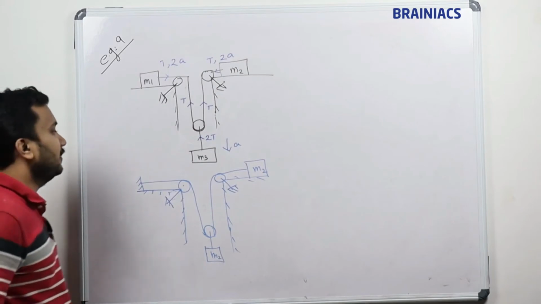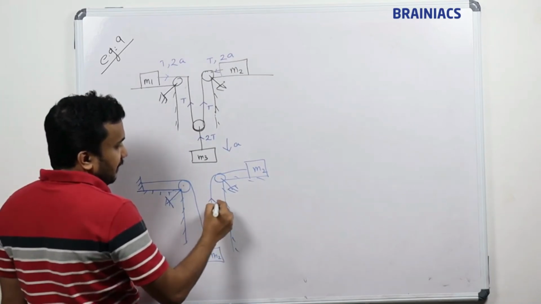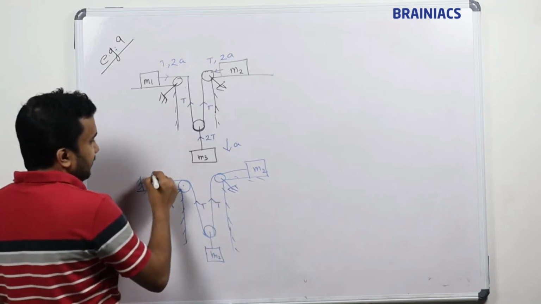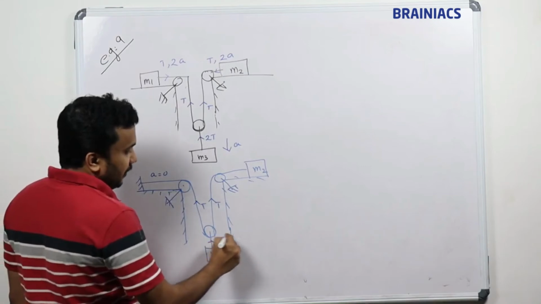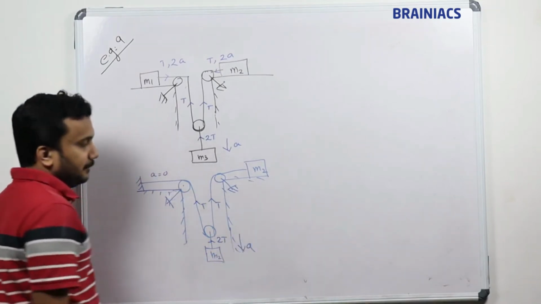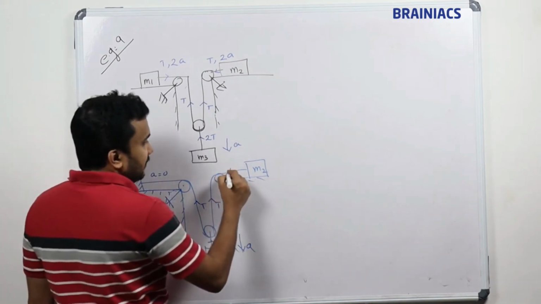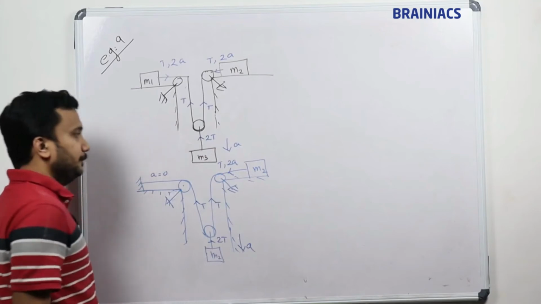This is one factor. Here in this case, if you see, this body will have a tension T. What is the acceleration here? The acceleration here is 0. Here we have a tension of 2T. So what is the acceleration? I am assuming the acceleration will be equal to A. So here its tension is T and the acceleration becomes 2A.